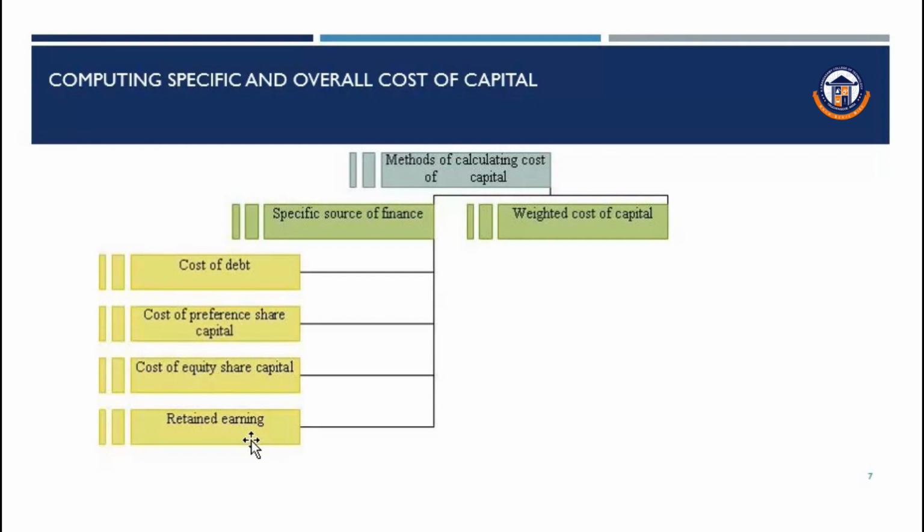Shareholders invest money in the hope that they will receive a dividend, and the firm must earn a minimum rate of return to keep the market price stable for the shareholder. Then the third one is the cost of equity shares.